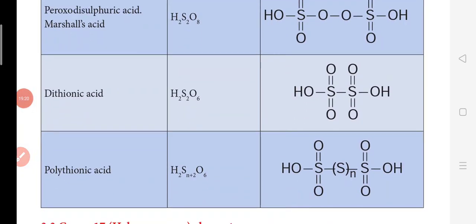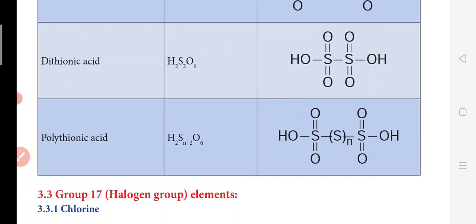Next is Dithionic Acid. So Dithionic Acid is H2S2O6. So this is again very simple. S and S, 2 sulfurs are there, and OH and double bond you will put for each sulfur. Then you will be left out with 2 oxygen. Put that on each sulfur.